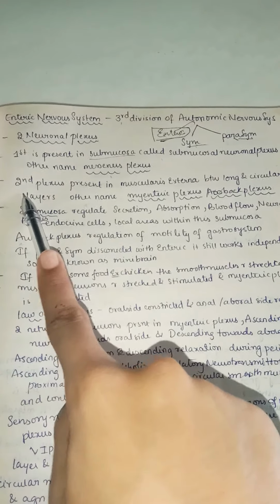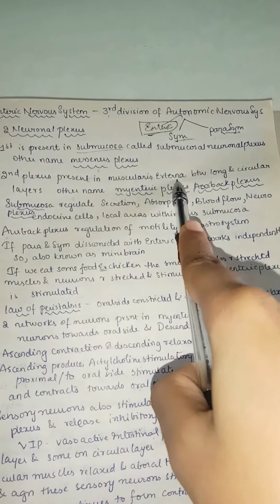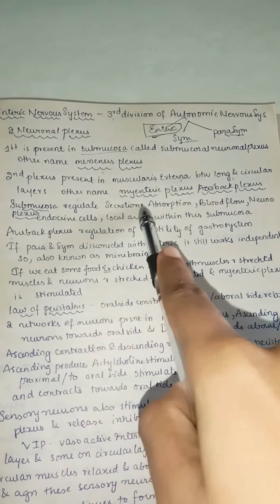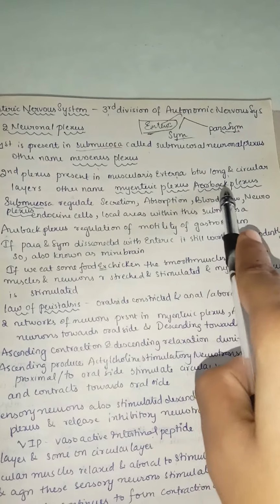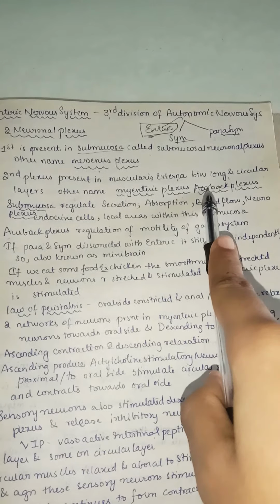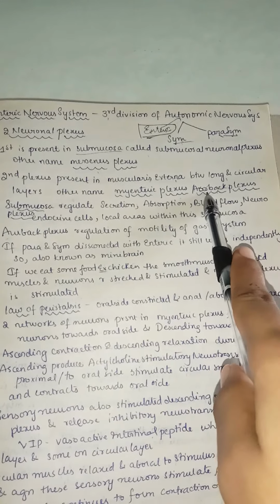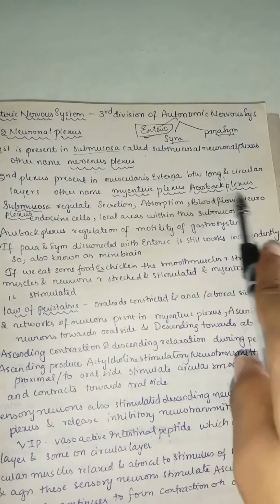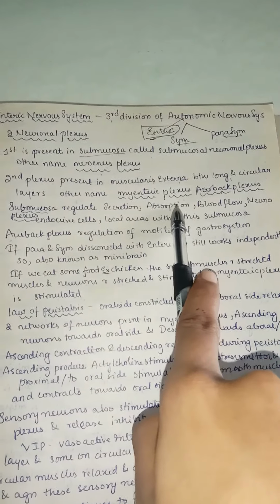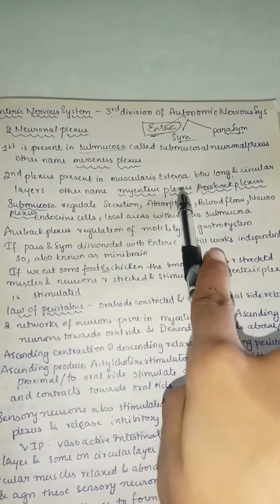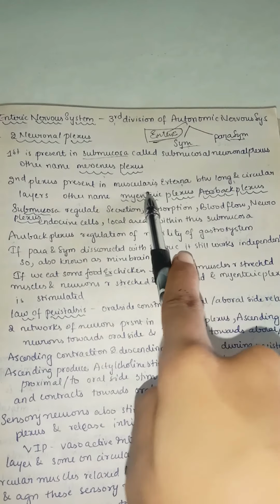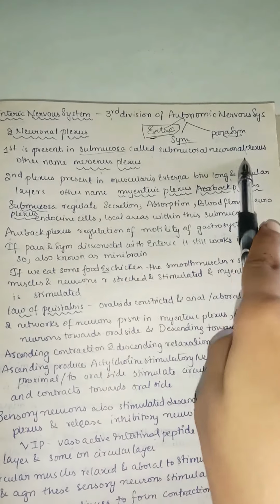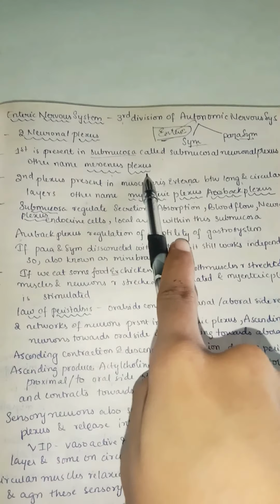Whereas the second plexus is present in the muscularis externa, between the longitudinal and circular muscle layers. Another name is the myenteric plexus or Auerbach plexus. You can remember it as outer, or Auerbach plexus, or myenteric plexus, in the muscularis externa. So in the muscularis externa, myenteric or Auerbach plexus; in the submucosa, submucosal plexus or Meissner's plexus.